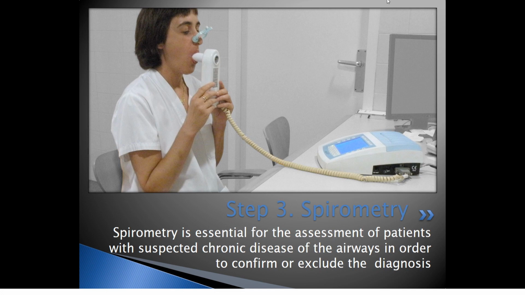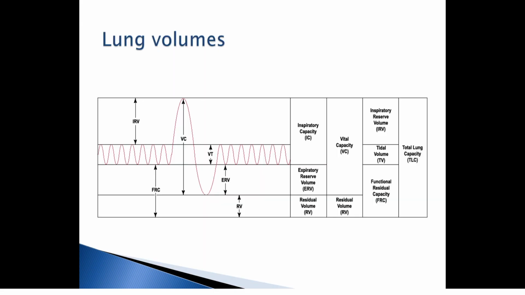And now we'll go to step 3, which is called spirometry. It is the most important diagnostic for bronchial obstruction. Spirometry is essential for the assessment of patients with suspected chronic disease of the airways in order to confirm or exclude the diagnosis. Here you can see lung volumes, tidal volume, vital capacity, which includes inspiratory capacity and also expiratory reserve volume.